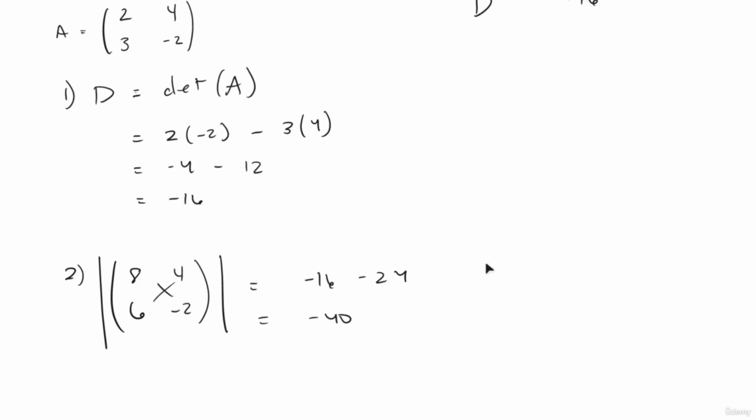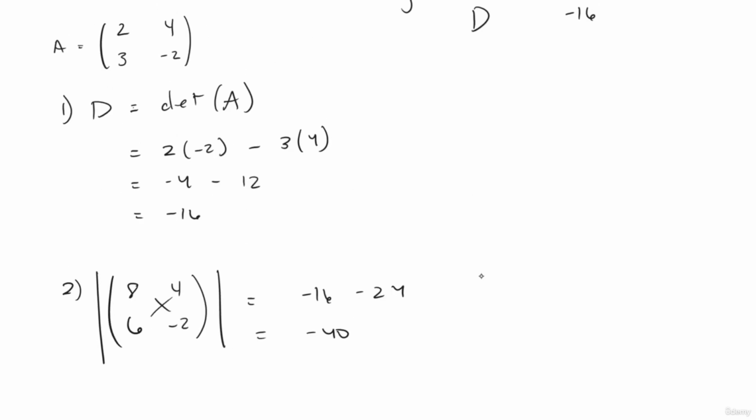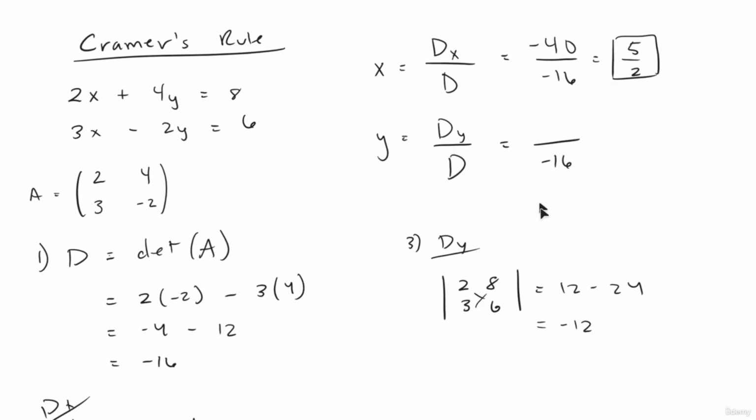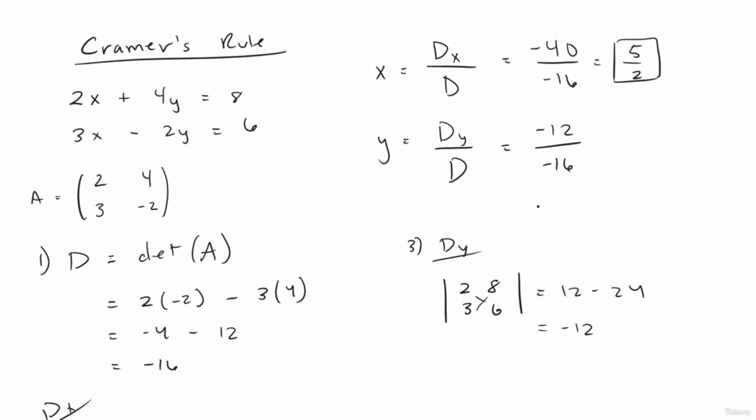Now let's do dy. I'm going to do dy right here. Nope, we're doing dx first. Remember, this is dx. The next one we're going to do is dy. And dy is going to be equal to, we plug in 8 and 6 where the y column is and take the determinant of this matrix. That's going to be 12 minus 24, which is negative 12. Let's plug that in for our dy. Negative 12, negatives cancel out. We reduce it by dividing the numerator and denominator by 4, and that's going to give me 3 on the top and 4 on the bottom.